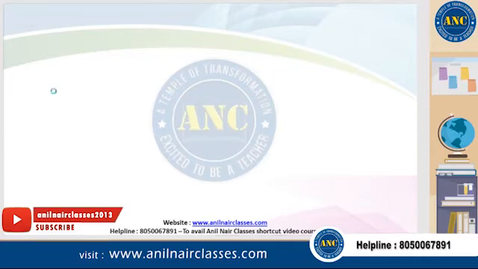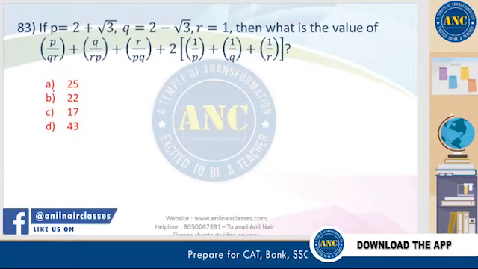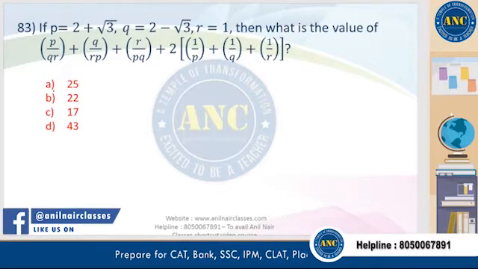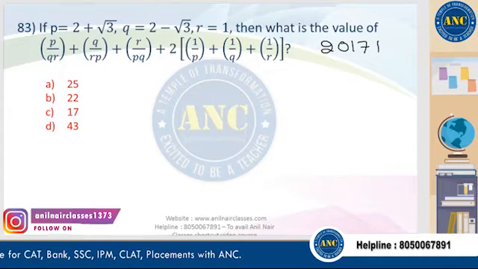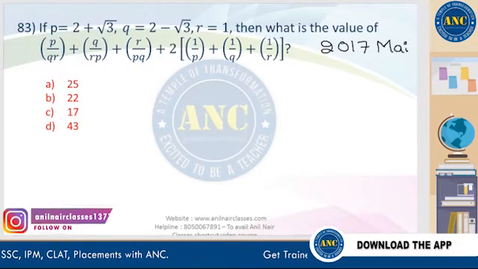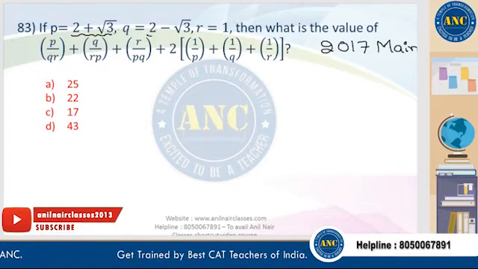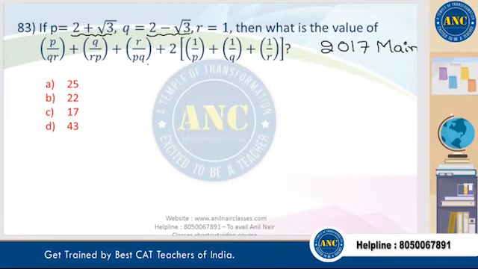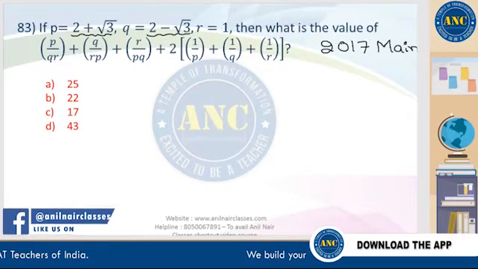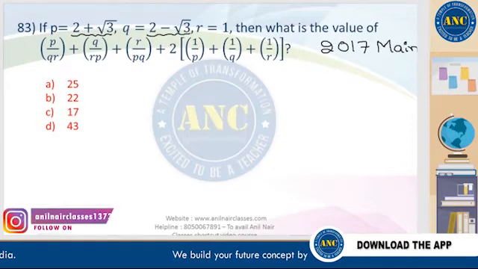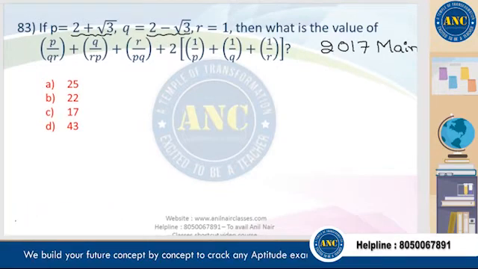I am not joking. The next question, whatever you are seeing right now on the screen, is your 2017 mains question. The question looks very difficult because first, it is given in terms of third. Second, it is such a big equation that we need to find. It is your 2017 mains question, but it is the easiest question. See here, sir, the easiest question is this question.